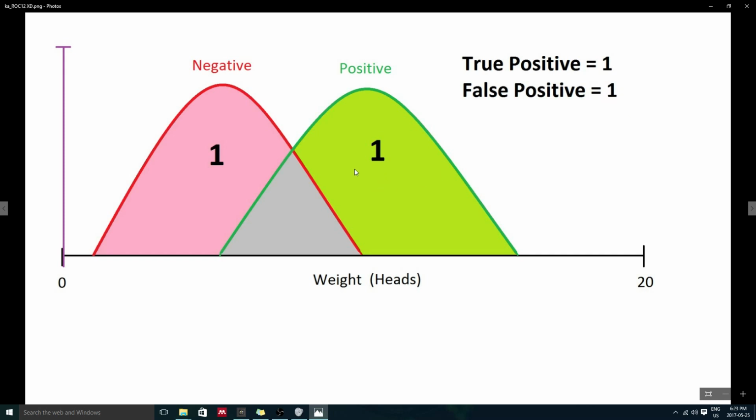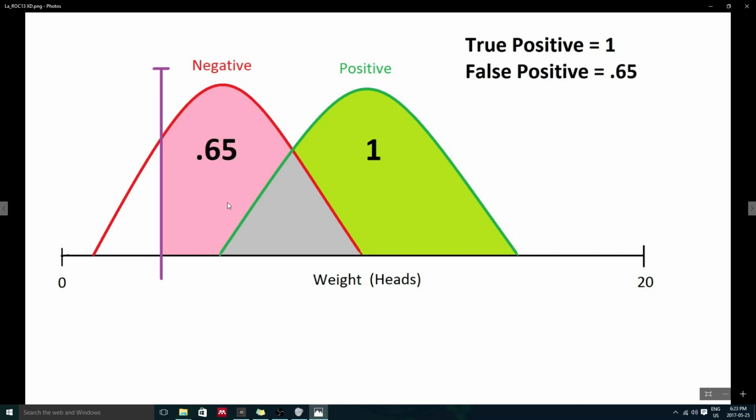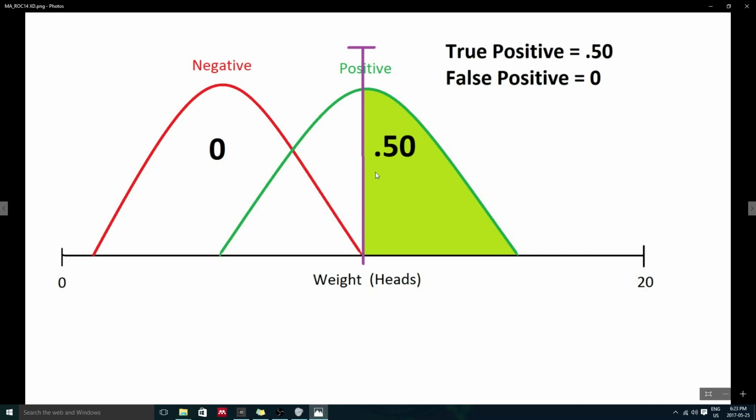If I slide my cutoff up here, I am now capturing a lesser proportion of false positives, and I'm still capturing all positives as true positives. So my false positive rate has dropped to 0.65, and my true positive rate is still at 1. And if we push our cutoff up to here, we now have approximately 0 false positives and 0.50 true positives.